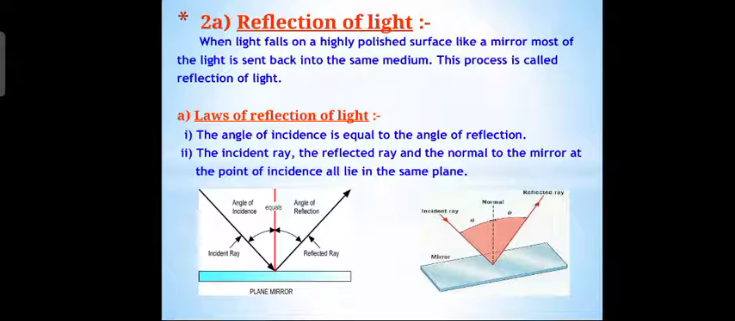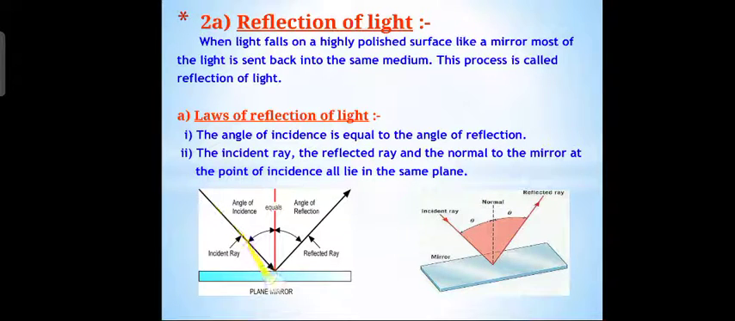Okay, now what are the rules of that reflection? The first rule is that the angle of incidence should be equal to the angle of reflection. And the second point is that the incident ray, the reflected ray and the normal to the mirror at the point of incidence all lie in the same plane.